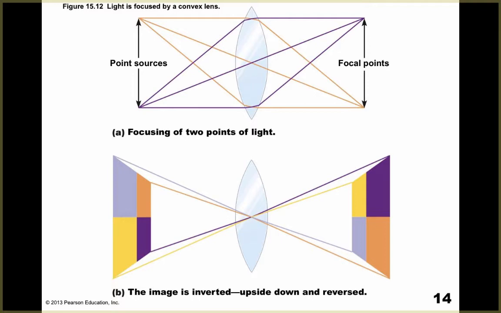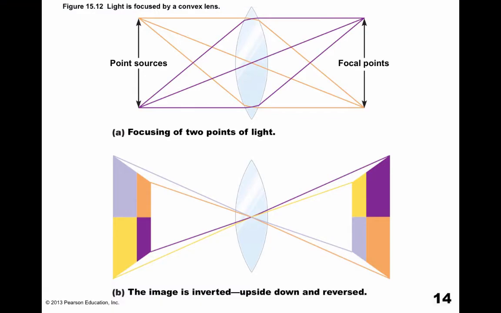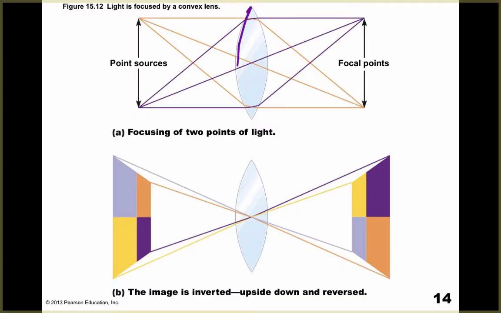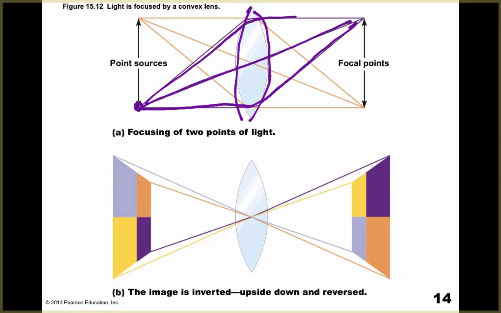So these are kind of showing how you can focus light by a convex lens. In this example, you can see that we have a convex lens right here. And if you have this point source here, depending on what angle it comes in and what part of the lens it comes, it'll actually focus all of that in one point on the back.